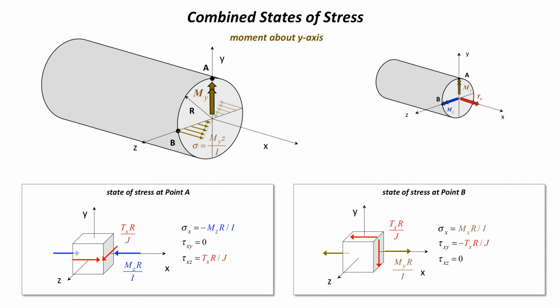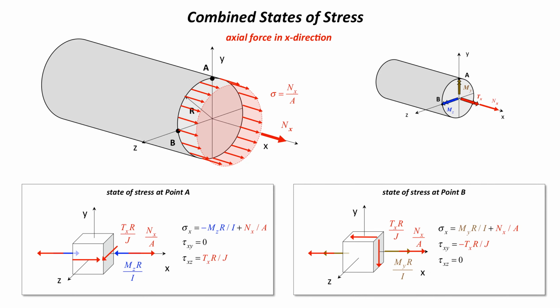So again, keep track here of what's going on this face where we already have a torque and 2 bending moments, and it's given us significantly different results in terms of stress. Now let's put an axial force on there. The axial force Nx going on here puts a uniform normal stress on the face. So for both A and B, I'm adding on Nx over A.